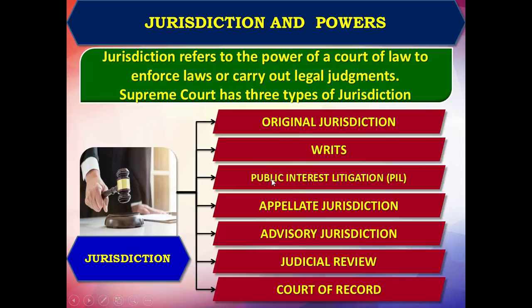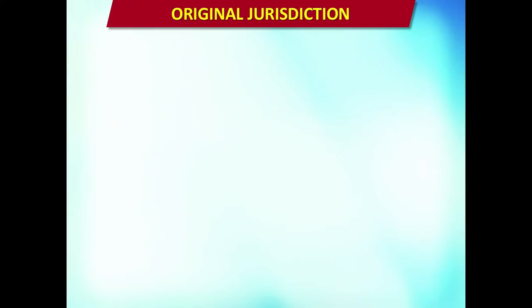That is the writs, public interest litigation, and then the judicial review and the court of record. Okay, so these are all the types of jurisdiction. Let's see about each topic.